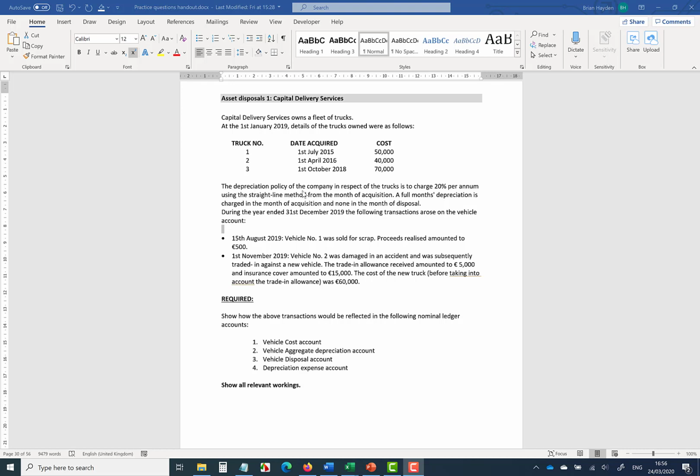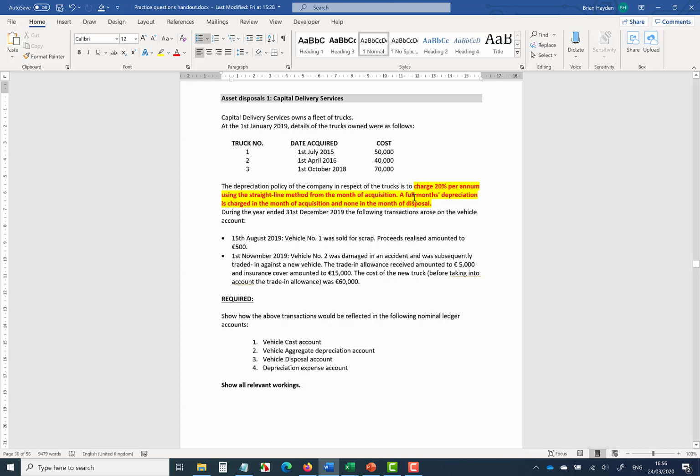So the depreciation policy of the company in respect of the trucks is to charge 20% per annum using the straight line method from the month of acquisition. A full month's depreciation is charged in the month of acquisition and none in the month of disposal. Okay, so that's quite a significant statement. That tells us how assets are depreciated when they are acquired.